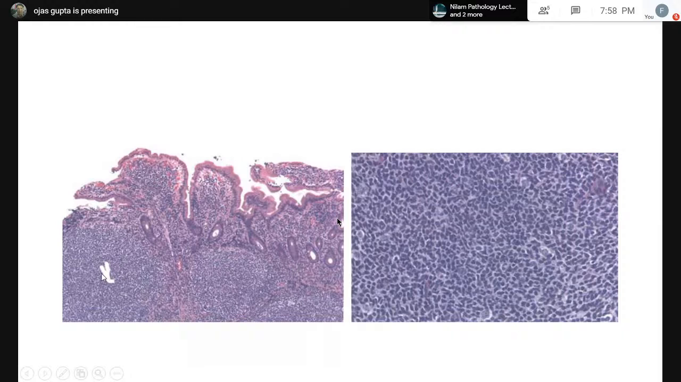These are densely infiltrating the lamina propria and even the villi. On the higher power view, we can appreciate uniform lymphoma cells without any tingible body macrophages. These cells show angulated morphology and hyperchromatic nuclei. They are more like centrocyte-type cells.